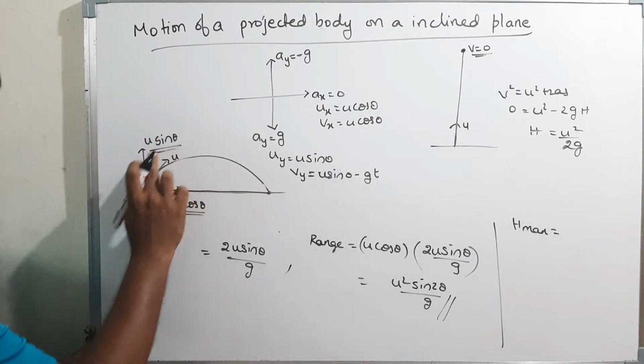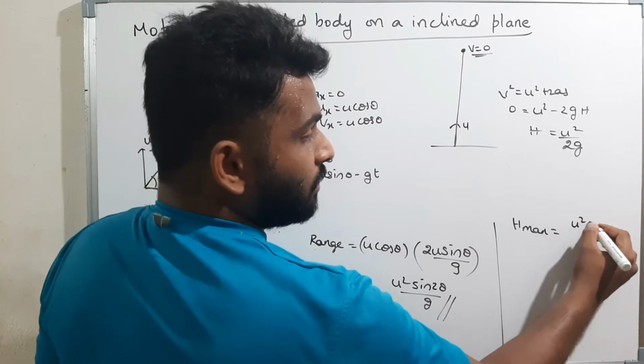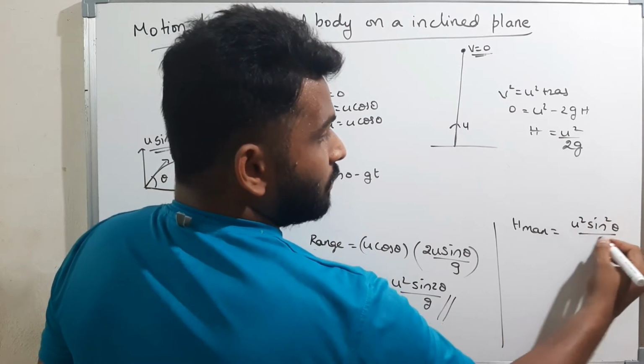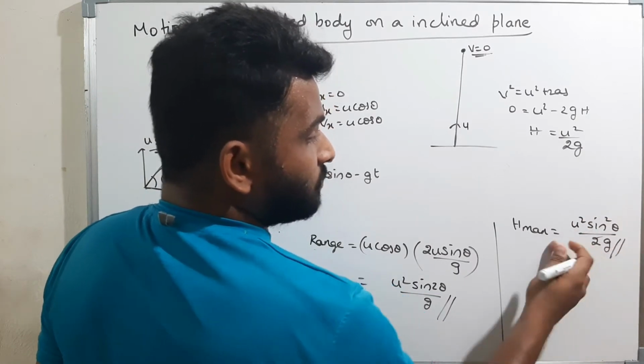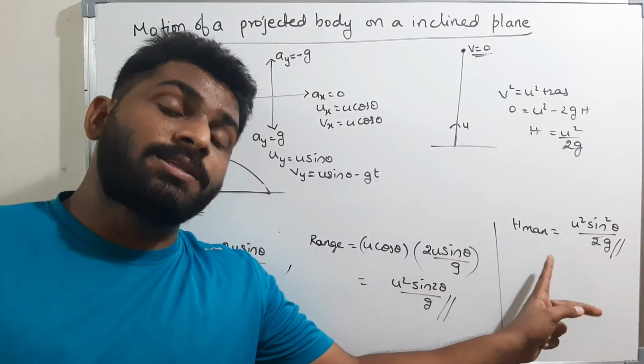That is u sin theta. What is vertical acceleration? That is g. Use the same formula, u square sin square theta by 2g. That is the maximum height, that's all. Now I got time of flight, range and maximum height.